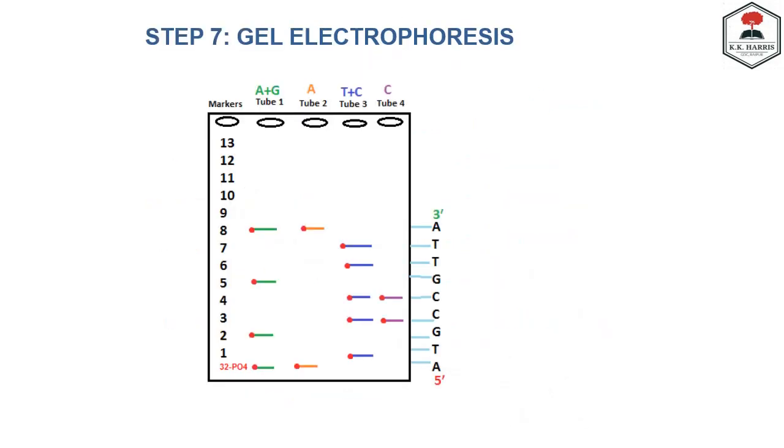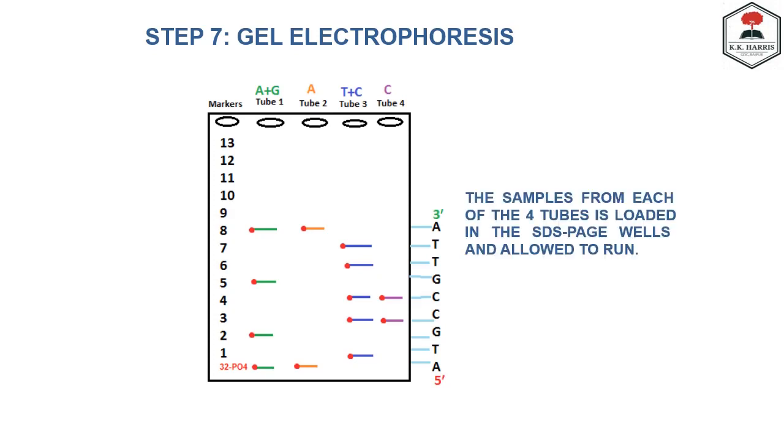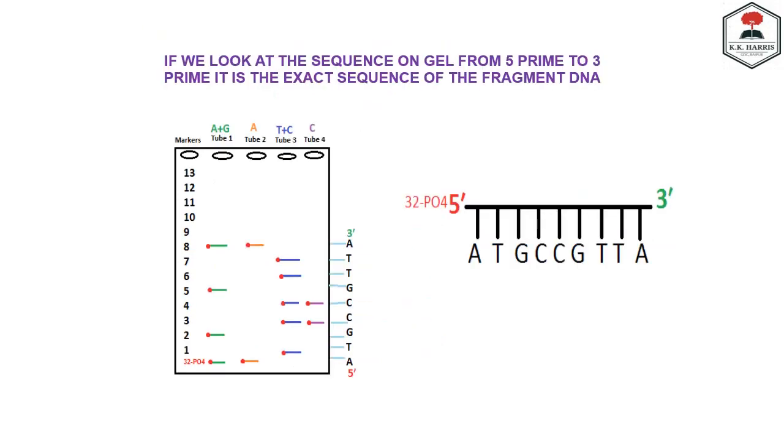Step 7, gel electrophoresis. The samples from each of the 4 tubes are loaded in the PAGE wells and allowed to run. If we look at the sequence on the gel from 5' to 3', it is the exact sequence of the fragment DNA.